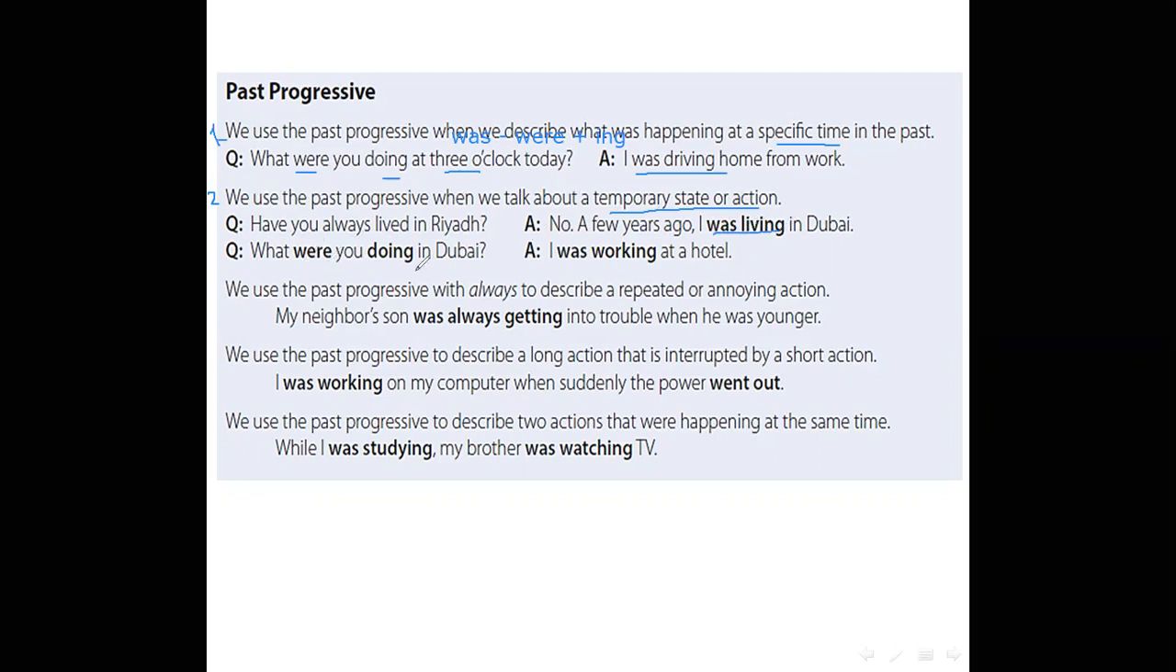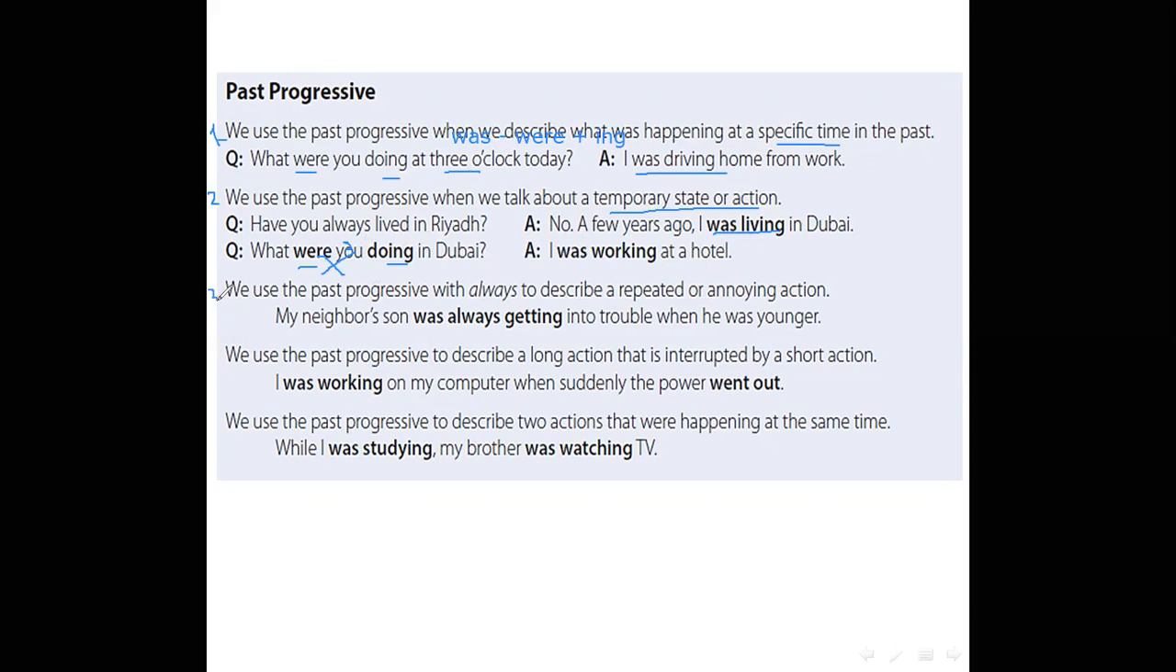What were you doing in Dubai? This is a question. Where plus verb plus ing. Okay. In the question we use the verb was or were and the subject, plus the verb plus ing. What about the sentence? We will make it: I was working at a hotel.